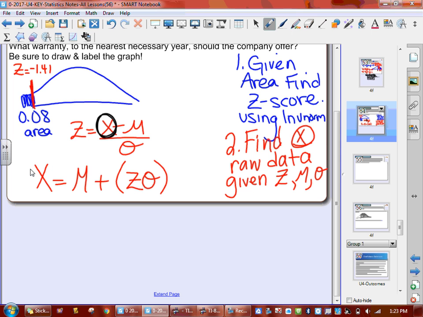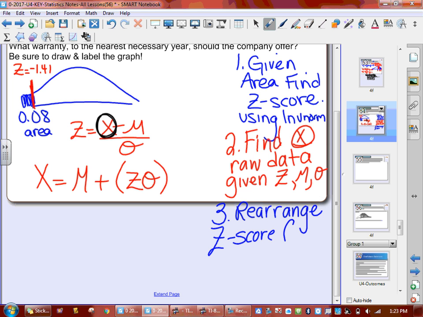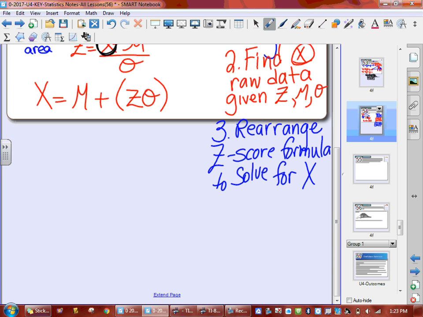So we find x given the raw data. Number 3, rearrange the Z-score formula to solve for x. And that's your very last step. Now we're just plugging our numbers into that z-score formula that we rearranged. So x equals, the question told us we had a mean of 4.2 years, plus, we figured out our z-score is negative 1.41, and we have to times that number by our standard deviation of 0.65.